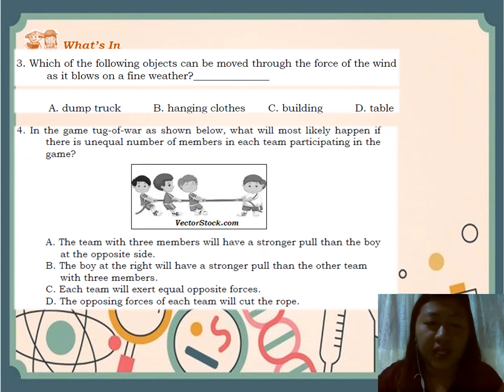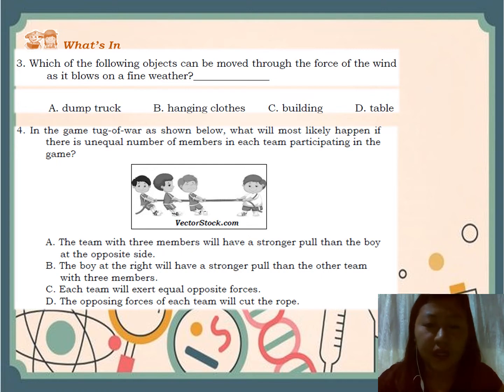Number 4. In the game tug of war as shown below, what will most likely happen if there is an equal number of members in each team participating in the game? Is it A, the team with 3 members will have a stronger pull than the boy at the opposite side? B, the boy at the right side will have a stronger pull than the other team with 3 members? C, each team will exert equal opposite forces? Or letter D, the opposing forces of each team will cut the rope?